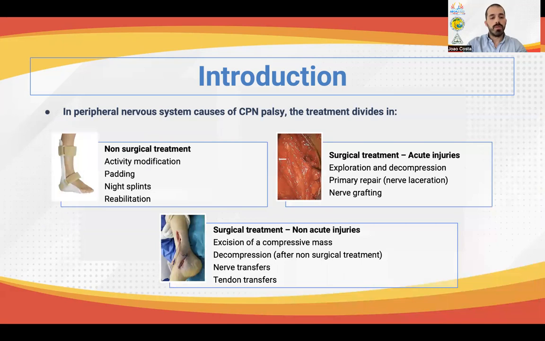In peripheral nervous system causes of CPN palsy, the treatment divides in non-surgical treatment, such as activity modification, padding, night splints, or rehabilitation. In acute injuries, the surgical treatment can be exploration and decompression, primary repair, or nerve grafting. In non-acute injuries, the surgical treatment can be excision of a compressive mass, decompression, nerve transfers, or tendon transfers.